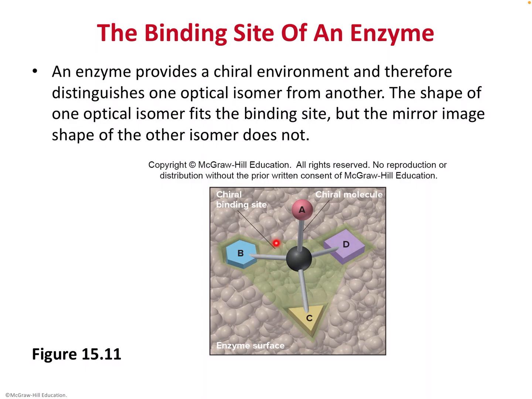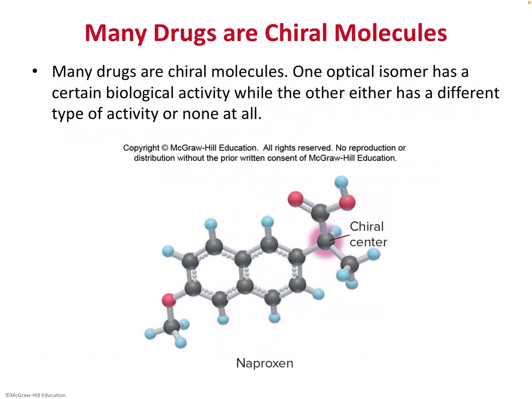So this is the chiral binding site. Only this chiral molecule will be able to fit nicely. If you take the opposite of this one, which is the mirror image, that will not be able to bind because the way it matches in space is going to be different. It needs to have the same shape. Many of the drugs that we know of are also chiral molecules. One optical isomer has a certain biological activity while the other has either a different type of activity or none at all. This is naproxen. It has a chiral center.